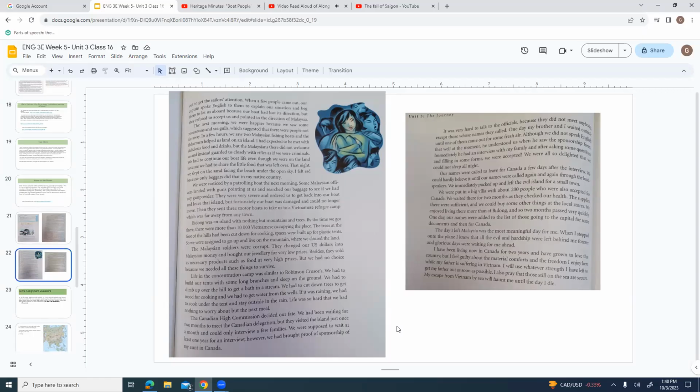The Canadian High Commission decided our fate. We had been waiting for 2 months to meet the Canadian delegation, but they visited the island just once a month, and they could only interview a few families. We were supposed to wait at least 1 year for an interview. However, we had brought proof of sponsorship of my aunt in Canada.